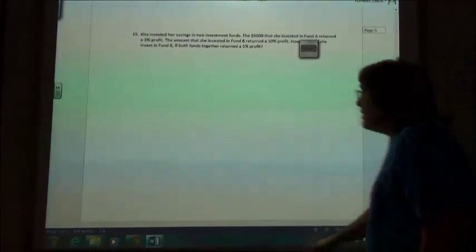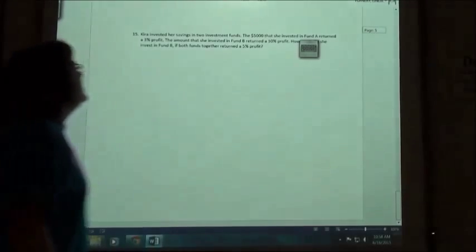And the last one on here, Kira invested her savings in 2 investment funds. The 5,000 she invested in A returned a 3% profit. The amount she invested in B returned a 10% profit. How much did she invest in B if both funds together returned a 5% profit?